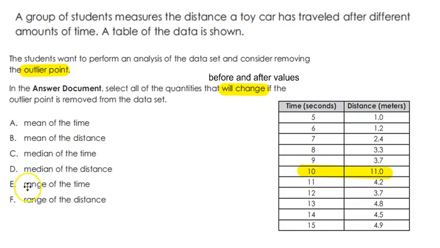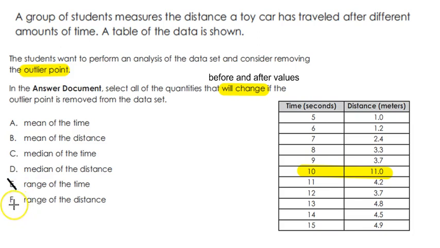For example, the range of the time. Time right here in seconds, the highest number is 15, the lowest number is 5. That does not change if that outlier is removed. If 10 is removed, we still have 15, we still have 5. So you can automatically rule out E as your answer because they want the ones that will change, and that does not.